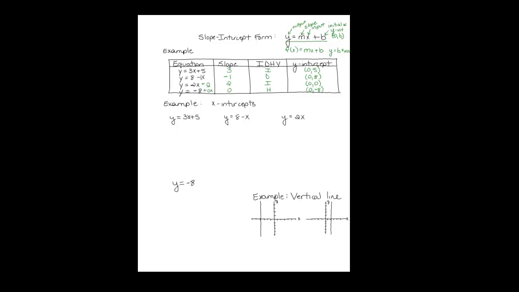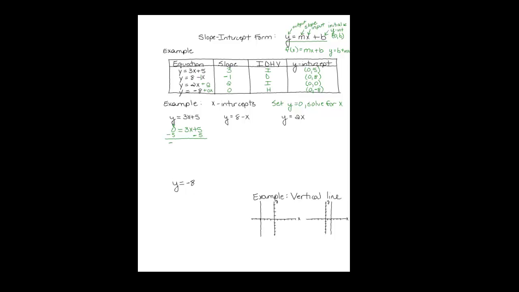Now moving on to the next example, we need to find the x-intercepts. Now in order to find the x-intercepts, remember that is when you need to set y equal to 0, solve for x, same as you did before. So here I'm using the same equations that are given above. y equals 3x plus 5. To find the x-intercept, you replace y with 0, so 0 is equal to 3x plus 5. Solve the equation. So subtract 5 from both sides.